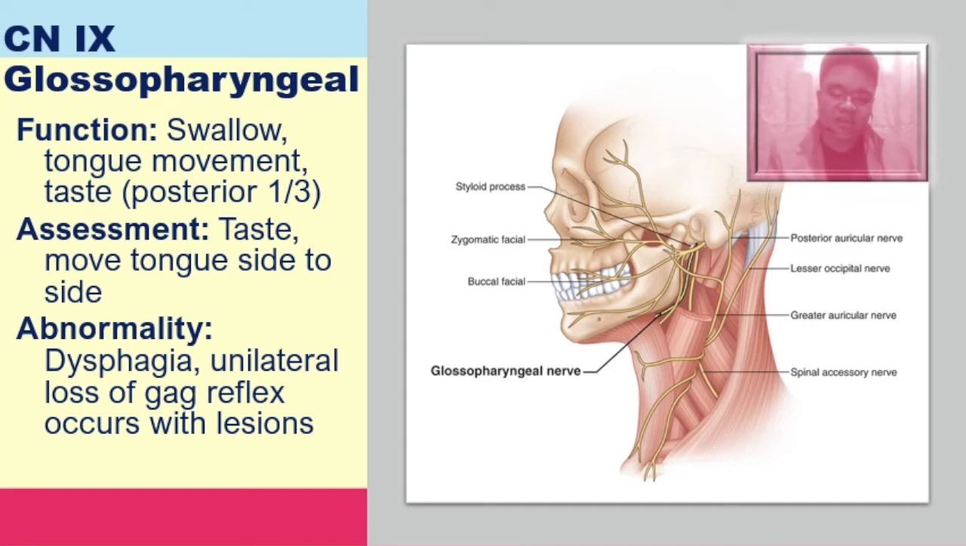Abnormality of the glossopharyngeal nerve would manifest as difficulty in swallowing, or there could be a unilateral loss of gag reflex. That is common if the reason for the impairment of your glossopharyngeal nerve is the presence of lesions.